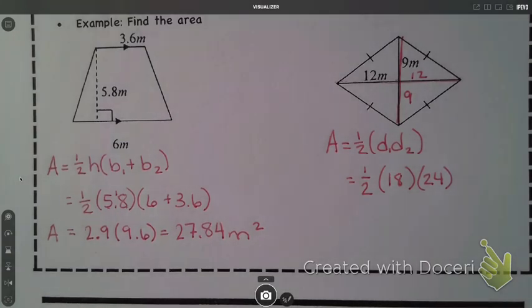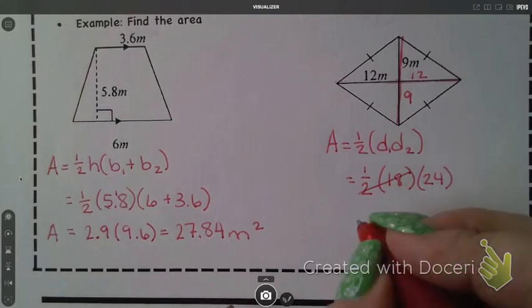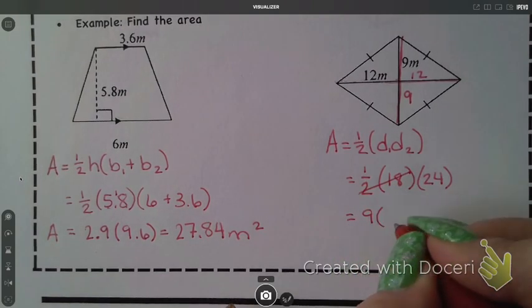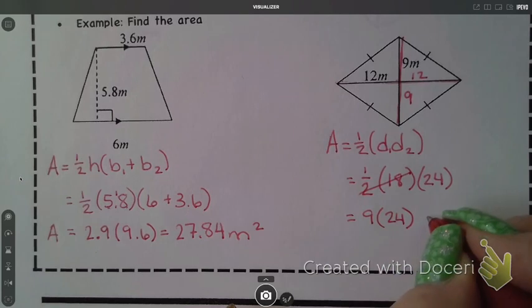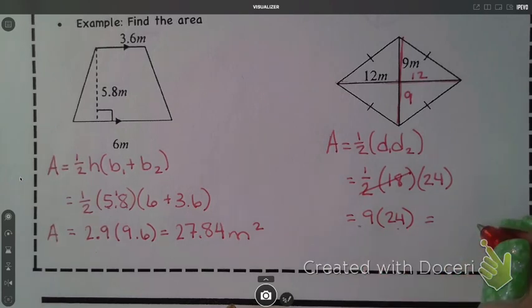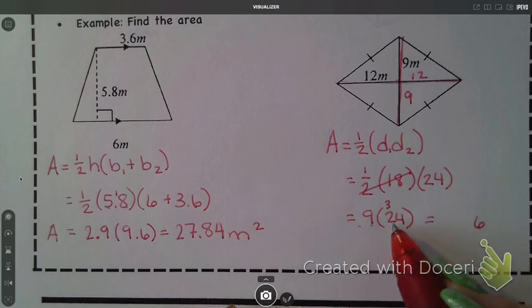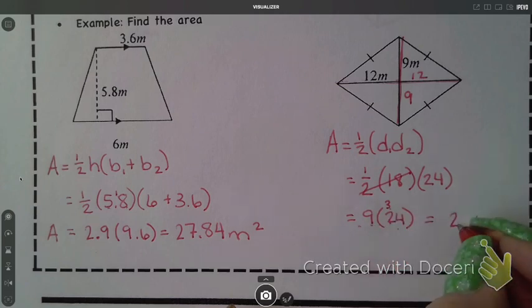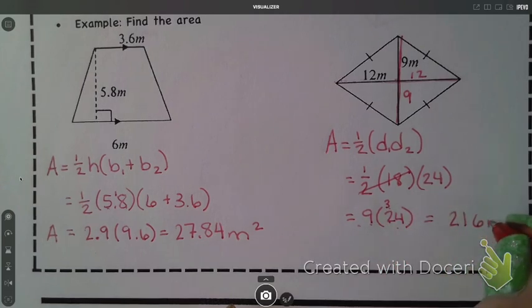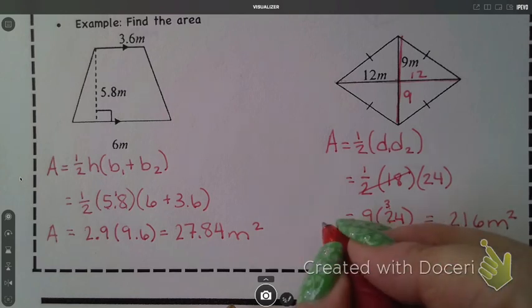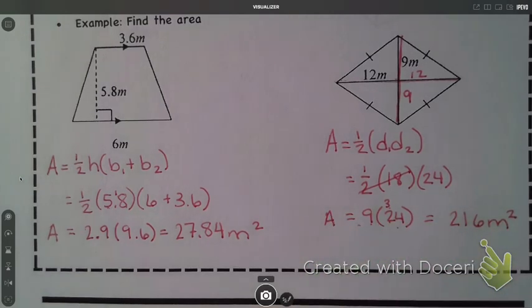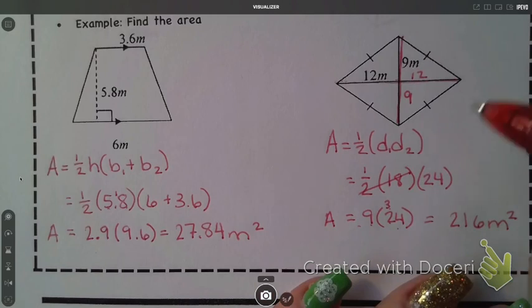Which one do you want to take? I want to take half of 18. How about you? Sure. Half of 18 would be what? 9. So I have 9 times 24. Okay, so 9 times 4 is 36. So 6, carry a 3. 18 plus 3 is 21. And meters squared.